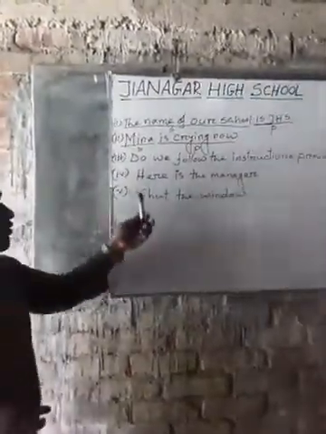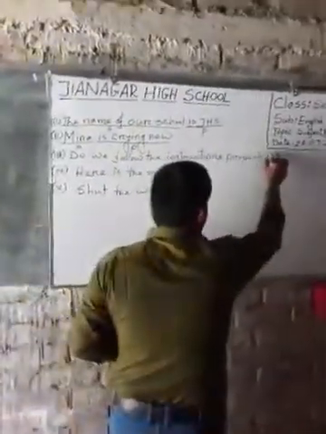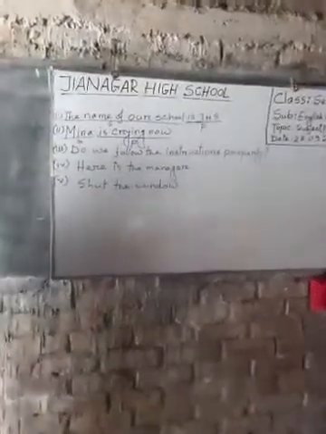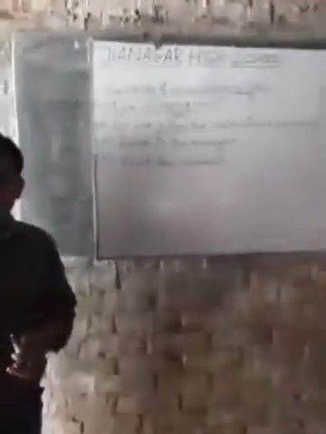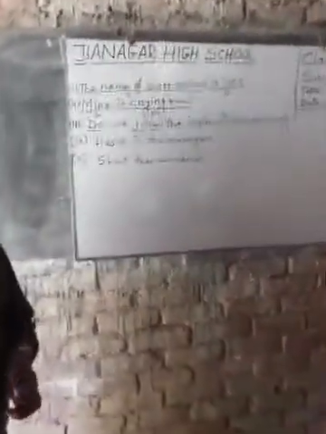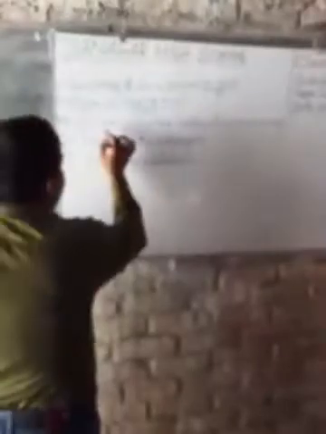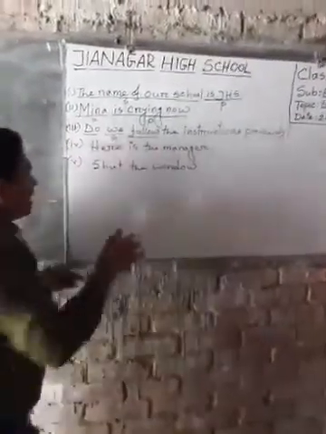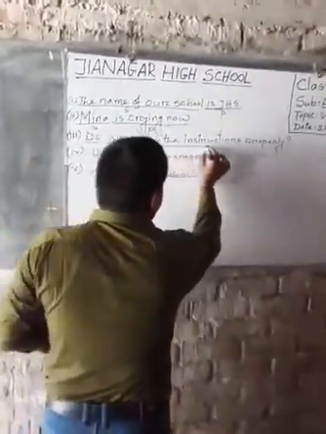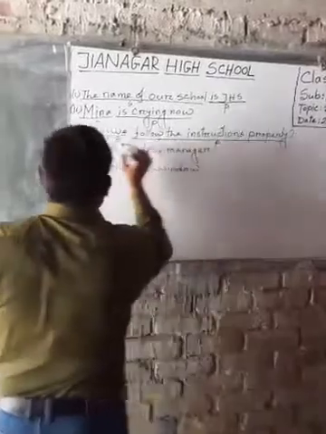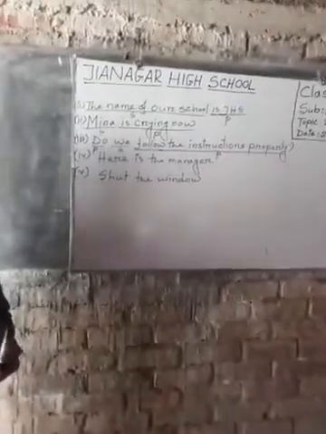Next sentence, do we follow the instruction properly? Here question mark will be used. Here we find verb do and follow. So in this situation we have to find out the subject at first. Here we is the subject and the other parts are called predicate. These are the part of predicate, and it is also a part of predicate.